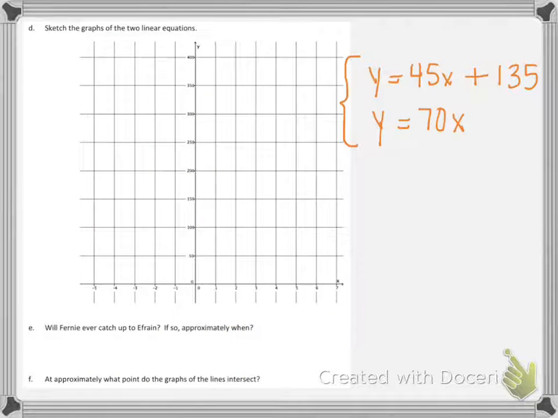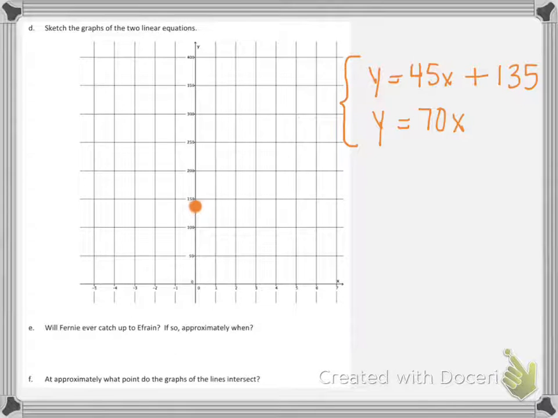All right, so I brought our system of equations, our simultaneous equations, over from our last screen, and now we need to graph these two lines. So let's go about doing that. Let's start with y equals 45x plus 135. The plus 135 is the y-intercept, so I'm going to mark that. That's about right there. And then I'm going to go up 45 and right 1. So 135 and 45 is 180.